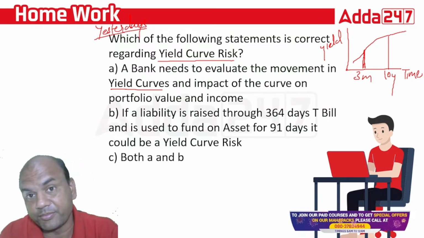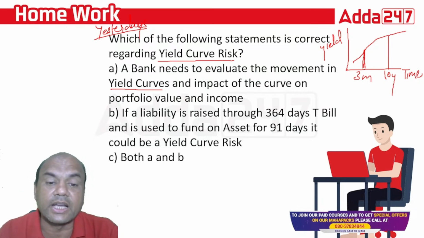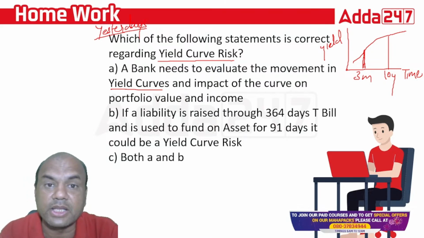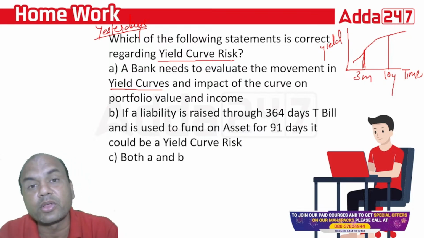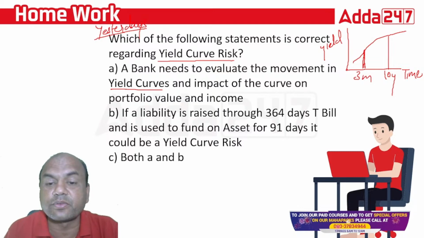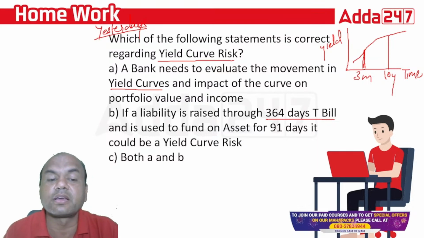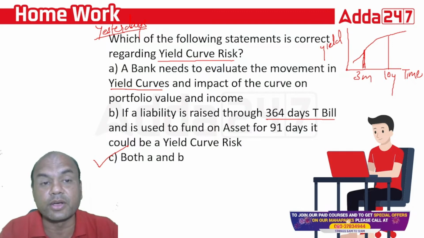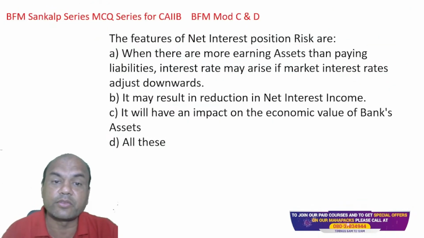I may be, because once this 91-day loan matures, again I need to refresh this loan. Again I need to give it to someone else. So will I be able to give it at the same rate? Because this liability is fixed at 364 days, the rate of interest is fixed for the liability, but this is changing. So I'll definitely be faced with the yield curve risk. So the answer is C, both A and B. This was yesterday's homework. Let's start with today's part.